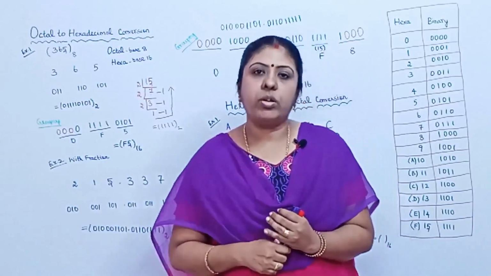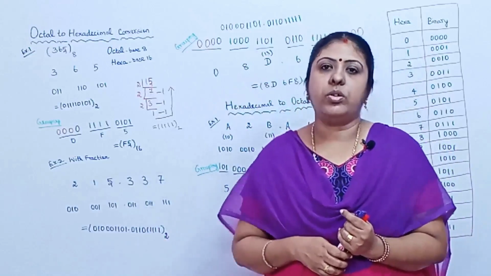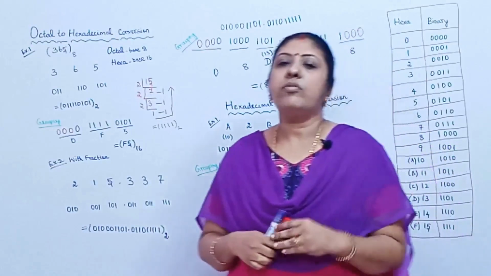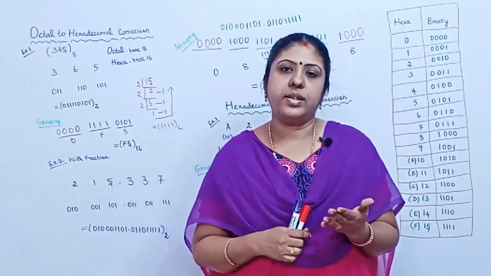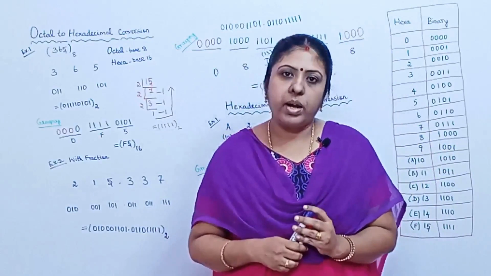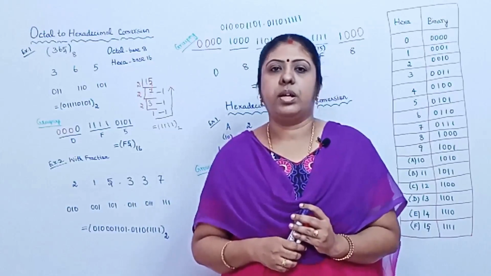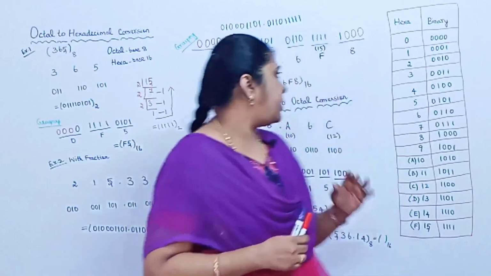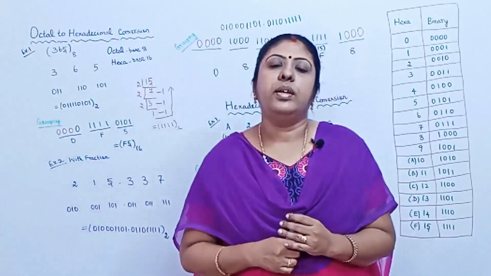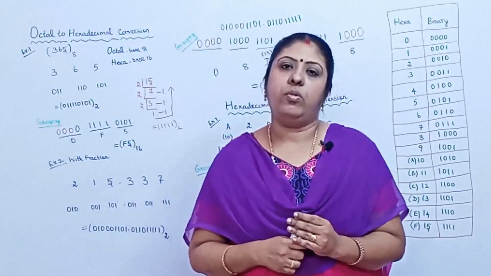In today's video, we are going to discuss octal to hexadecimal conversion and hexadecimal to octal conversion. The base idea here is that to convert octal to hexadecimal, we have to convert the octal into binary, and from the binary, using the grouping method, we convert it into hexadecimal. Vice versa, for hexadecimal to octal the same method is applied, but in the grouping method the number of bits differs. Okay, now we can check one by one.